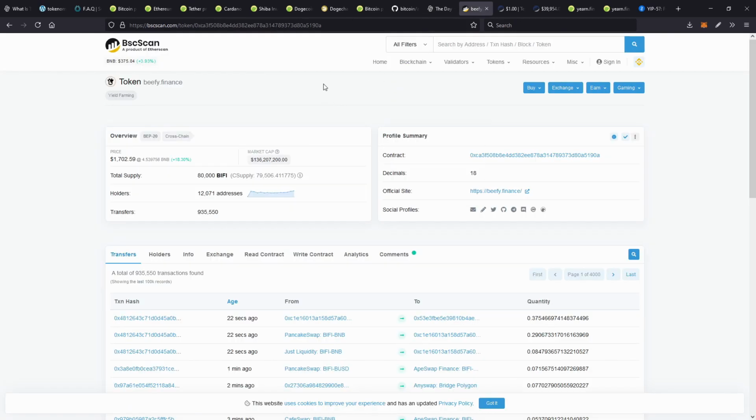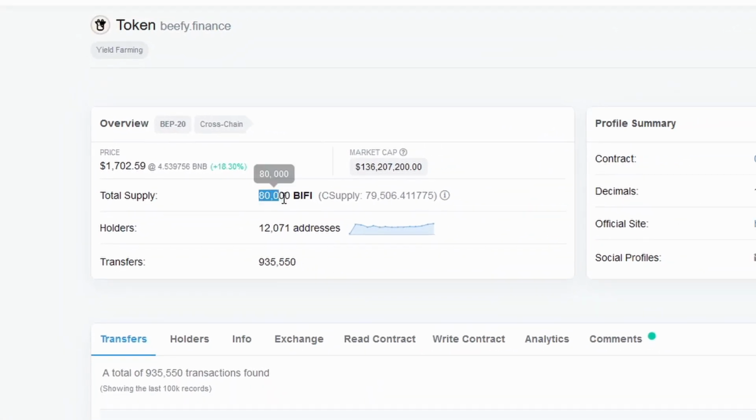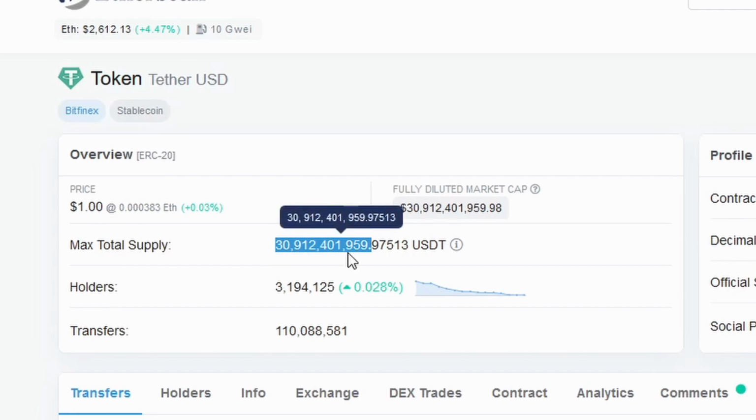Now, coming over to tokens again, BSC Scan and Etherscan are great tools to find out the max supply of certain tokens if it's not showing up. If you've got a really niche token that isn't on CoinMarketCap or CoinGecko, all you have to do is load up the token contract, and we can see the total supply is 80,000. And coming over to Tether's supply on the Ethereum network, you can see about 30 billion has been printed on the Ethereum network so far.